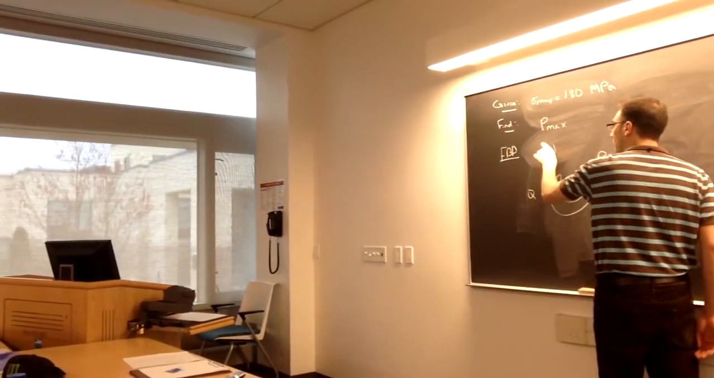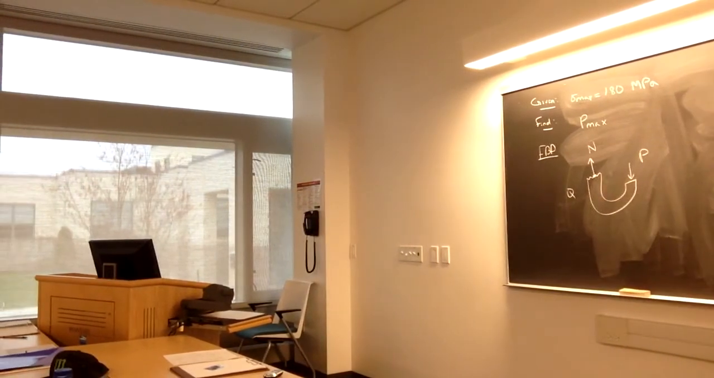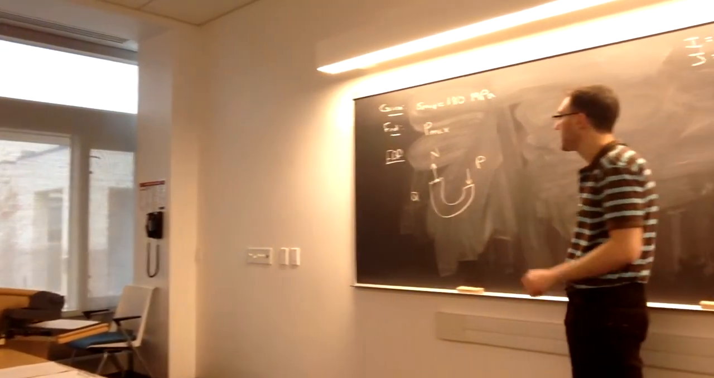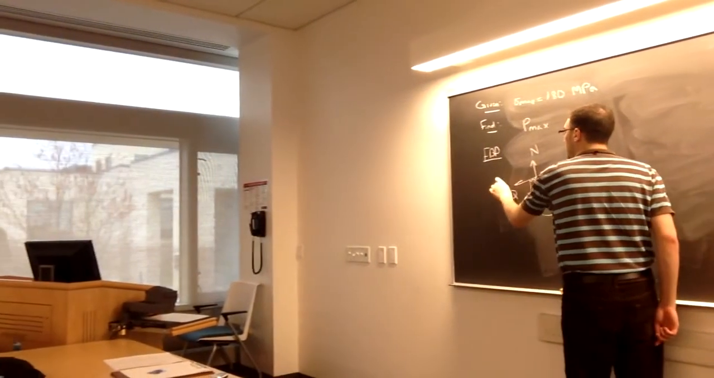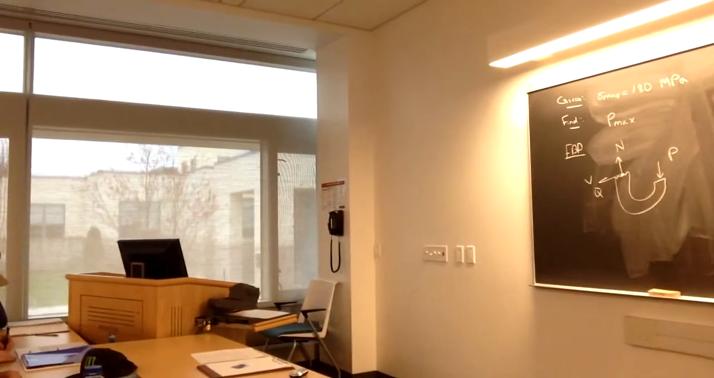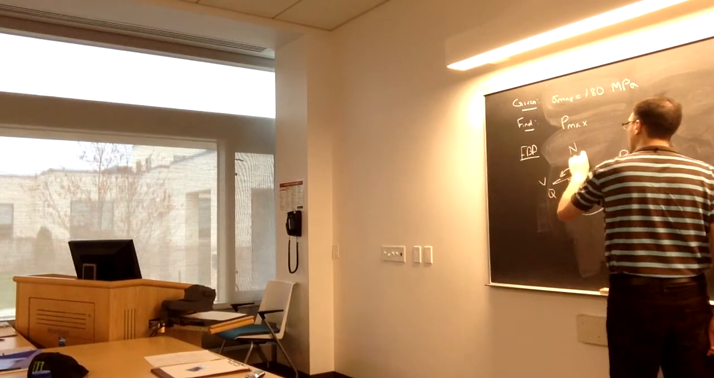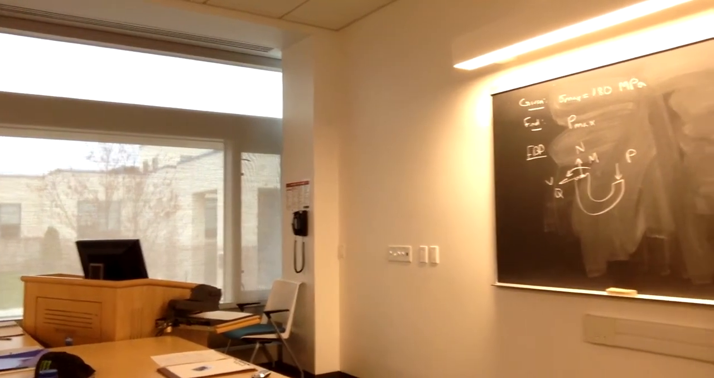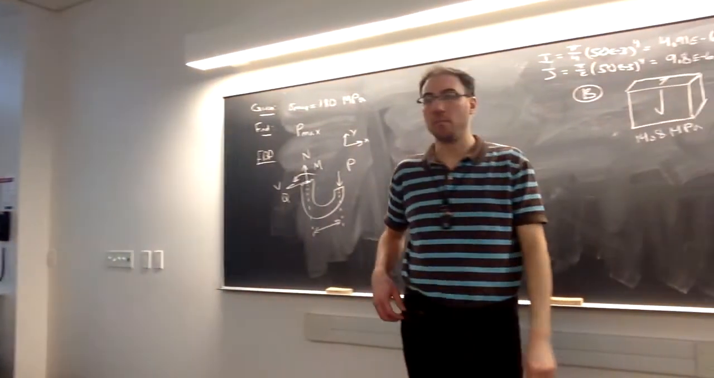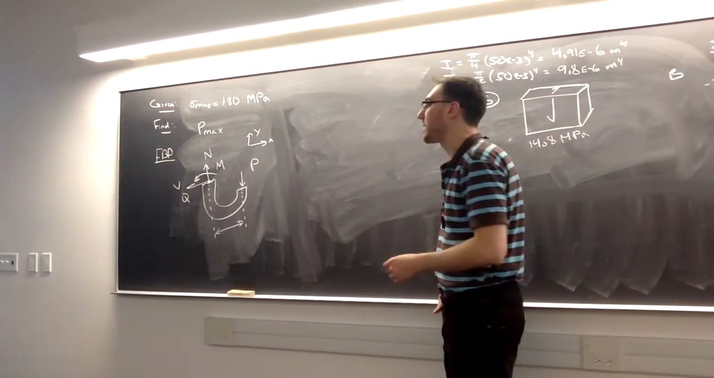I'll actually call it N in this problem for that internal normal force, just so we don't confuse it with this P. Potentially some shear force, but we know it's going to go to 0. And my bending moment M. Distance between where my internal loads are acting and force P.